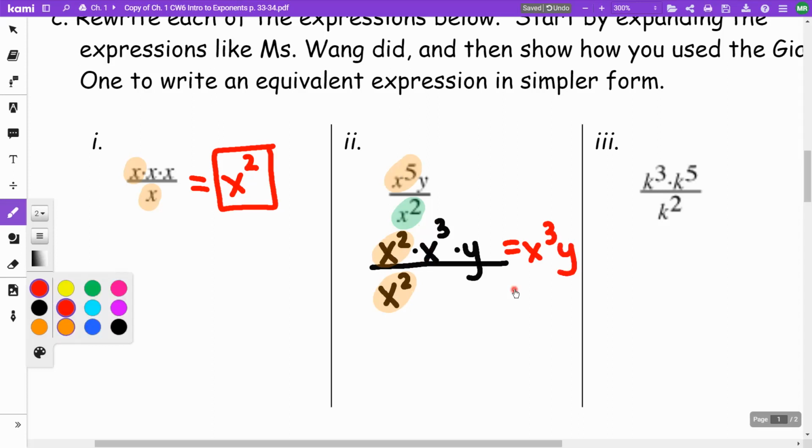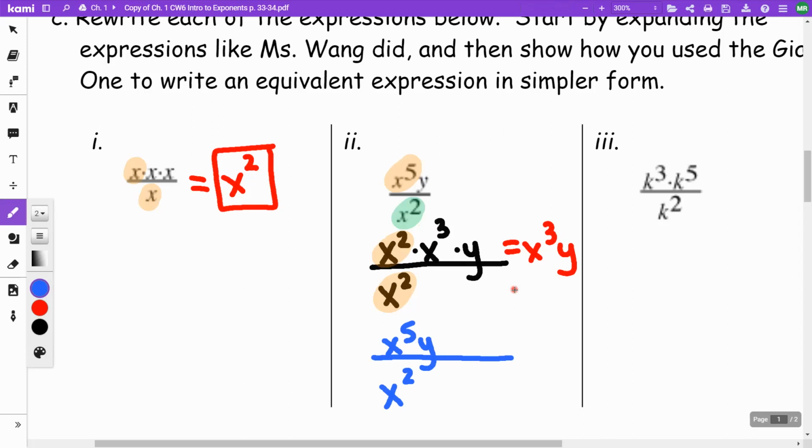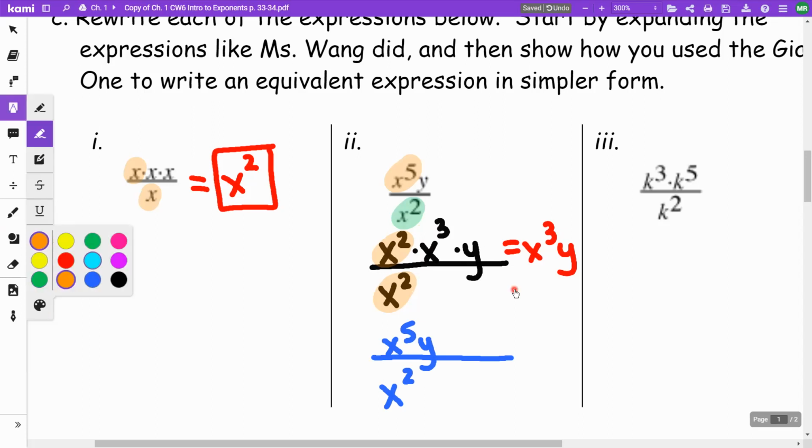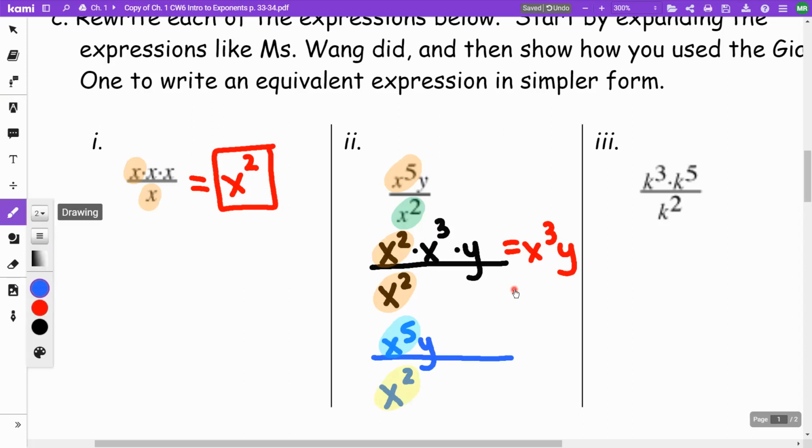Now, the way I think about this is I look at my x's. I have 5 of them on top. I have 2 of them on bottom. The most x's I can take from top and bottom are going to be 2. So I can take these 2 here. They're going to be completely gone. When I take 2, I'm really going to be left with 3. So my answer is going to be x to the third y.